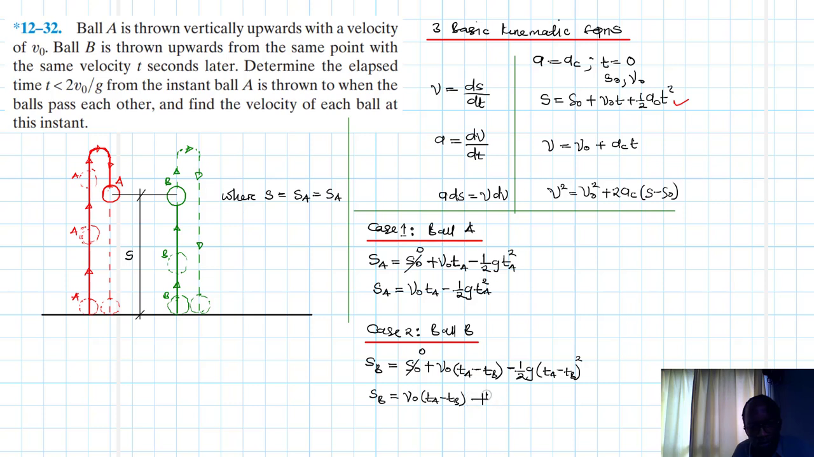Then we have half G. Then this we can multiply it in advance. This becomes T squared plus TA squared, TB squared, then minus 2A TB, right? Okay, so there we go. So now what we need to do is to equate these two equations.